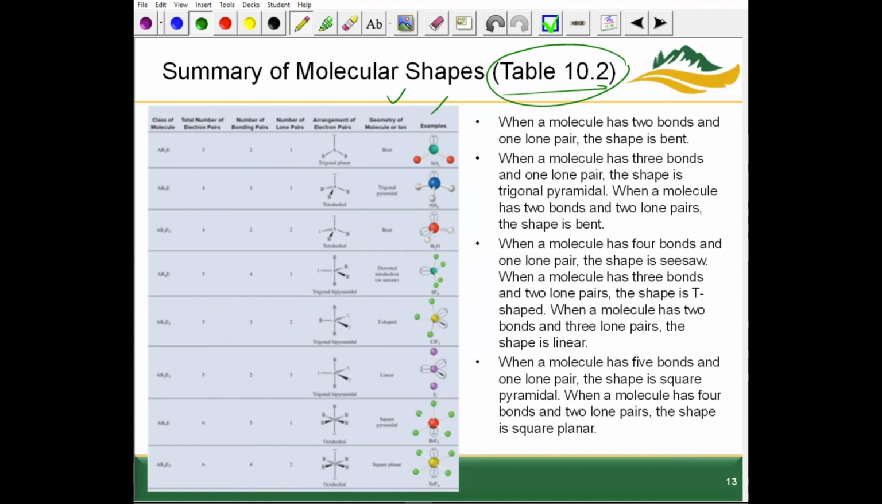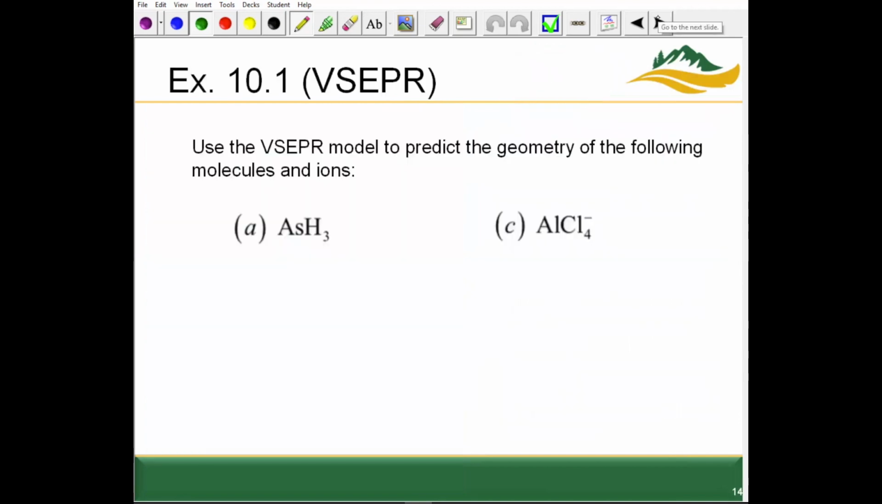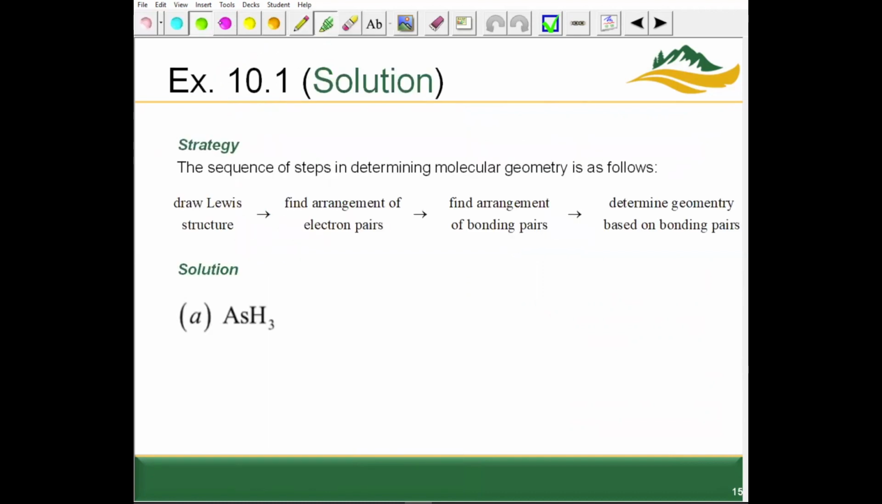Given that background and what we did previously in chapter 10, part 1, let's go through a little bit more of a 10.1 example that's in the main slide deck and in your book. So now let's go through A and C together as part of 10.1. What is the very first step always before we can predict the molecular geometry or the arrangement of electron groups? We always first need to draw the Lewis dot structure. That has to come first.